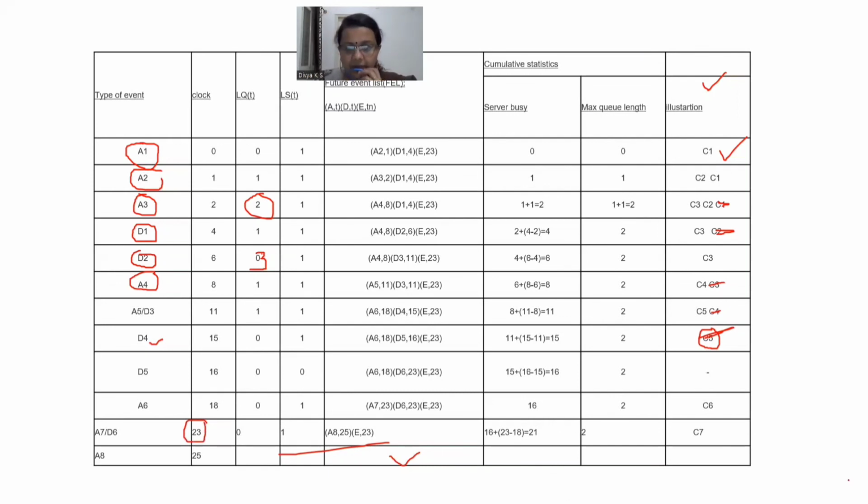So at clock 23, who is in the queue? The person C7 is in the queue. Only one person is in the queue. You can stop there. If you want, you can continue one more line. Okay, this is what this problem is about. If you know this problem clearly, you can solve all such problems. It is not a big deal.